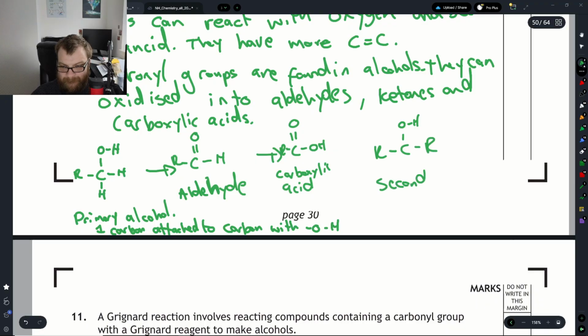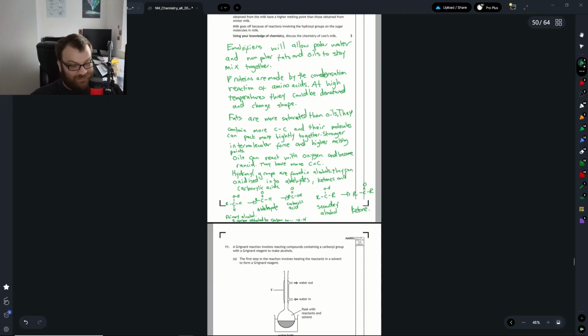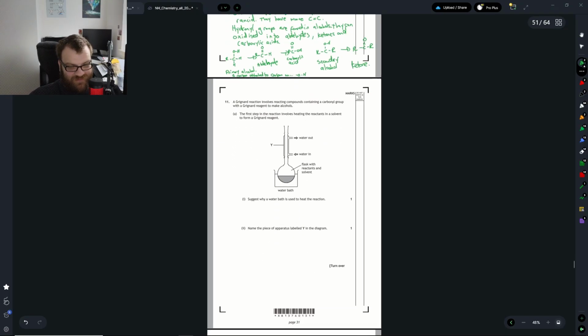Secondary alcohols go to a ketone, where that carbonyl group is in the middle. Probably some more, but that would be more than a good answer, and that would pick up your 3 marks.